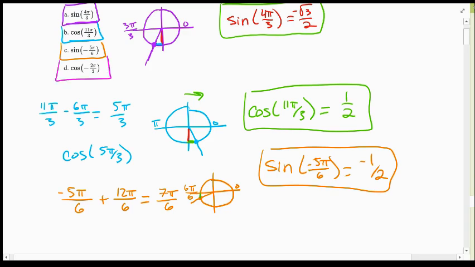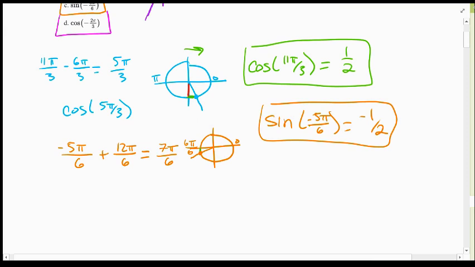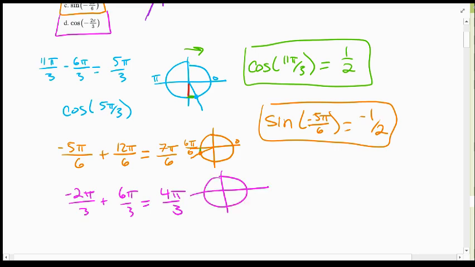And last one here, cosine of negative 2 pi over 3. So coterminal angle to get it on the unit circle by adding 2 pi, which is 4 pi over 3. I sketch 4 pi over 3, which we've already done before here. It's down here. But this time I'm looking for the cosine, which is the x value. So cosine of negative 2 pi over 3 is also going to be negative 1/2 because I'm going to the left on the x-axis.